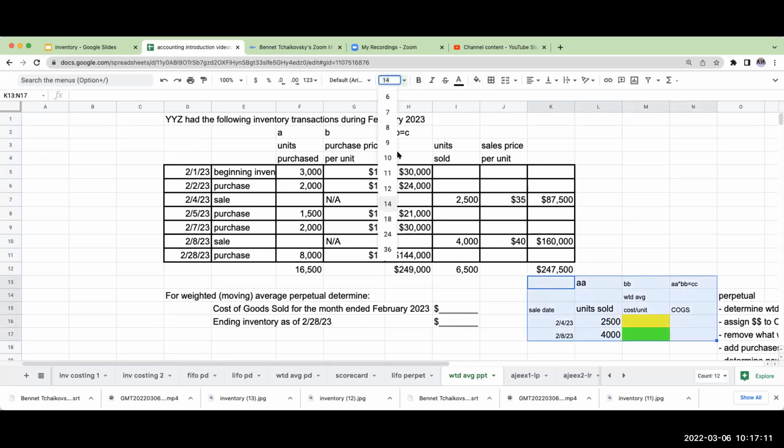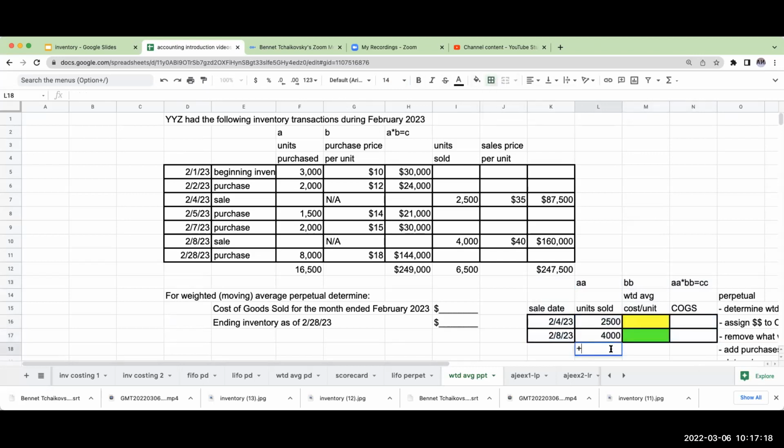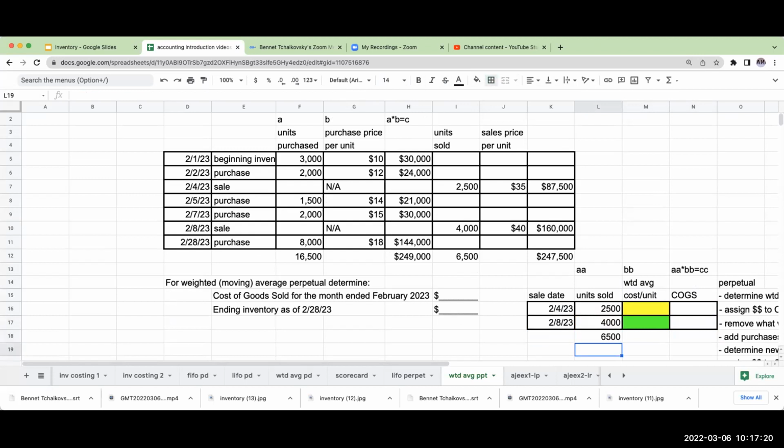I'm creating this little chart just to remind myself what I have to do. Remember too, my units sold has to equal 6,500. Also remember, once we have our goods available for sale, we subtract our cost of goods sold. This is going to give us our ending inventory value. So we have that to help us as well. So let's get to it.